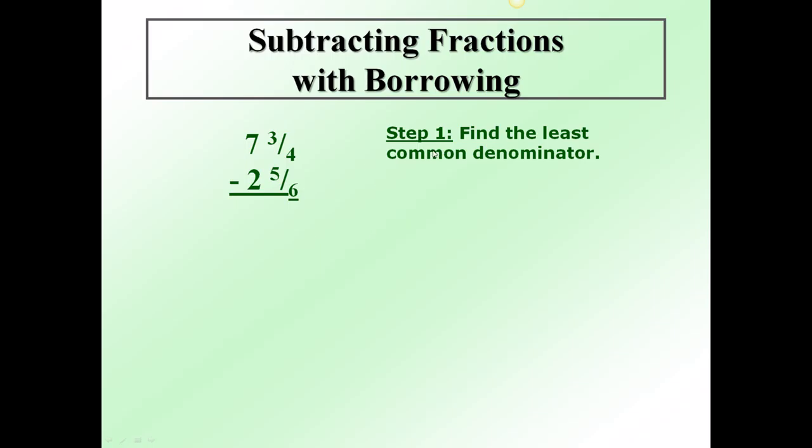Step 1's the same. We've had the same step 1 the whole time. If your denominators don't match, you have to find the least common denominator. We have our fractions of 3/4 and 5/6. So we can write all our multiples of 4. 4, 8, 12, 16, 20, 24, and we keep going. And then we can do our 6s. 6, 12. Oh, wait, stop. We're good. 12 is our least common denominator.